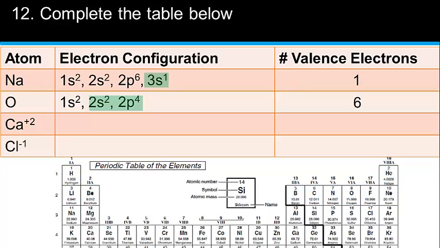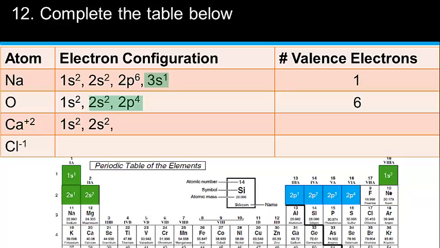Now let's do calcium plus 2. So just like normal, start with hydrogen, go over to helium. We got 1s2. Lithium, 2s1, beryllium, 2s2. I'm at the end of the s block, so I need to write down what I have. Go over to boron for the p block, 2p1, 2p2, 2p3, 2p4, 2p5, 2p6. I'm at the end of an energy level, so I need to write down what I have.